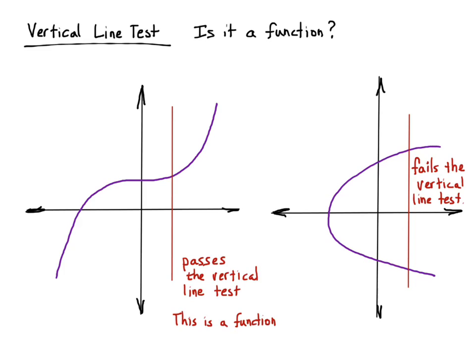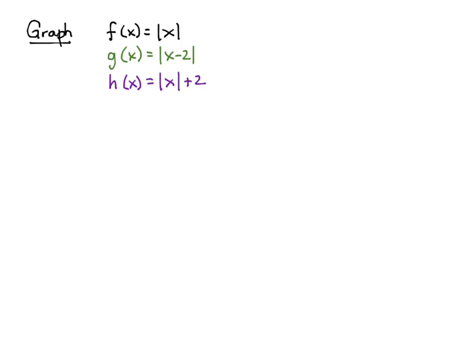Okay, so this first one passes it because no matter where we move it, it only goes through one value. This one fails it because, in many places, it goes through the curve twice. So the second one is not a function.